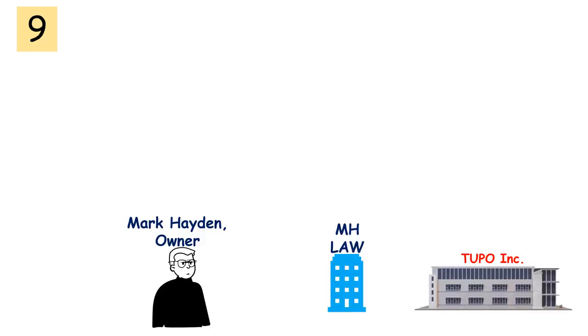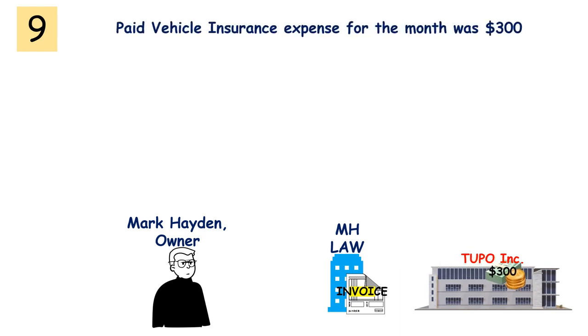So the ninth transaction involves this. Now Tupu sends us an invoice, and we as Image Law sent $300. So the transaction is put into words like on the top. Paid vehicle insurance expense for the month was $300. So the keyword is paid. Paid means cash is involved and cash decreased.